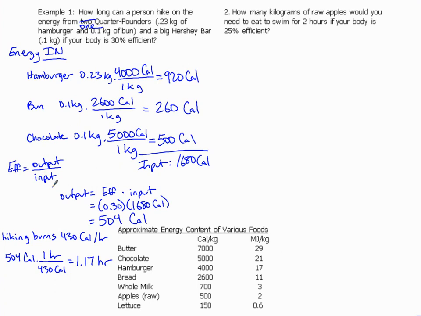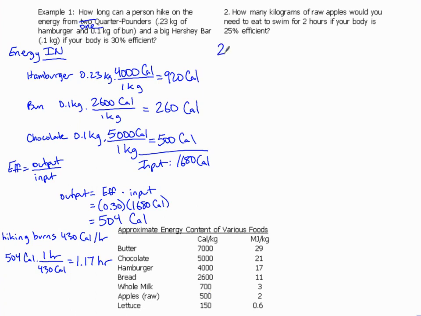How many kilograms of raw apples would you need to eat to swim for 2 hours if your body is 25% efficient? So we know how long we're going to swim. We know that raw apples have a calorie content of 500 calories per kilogram. Again, looking at the page with the activities, we see that swimming burns about 790 calories per hour.